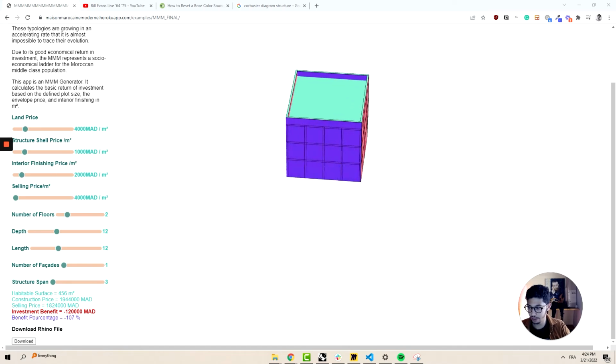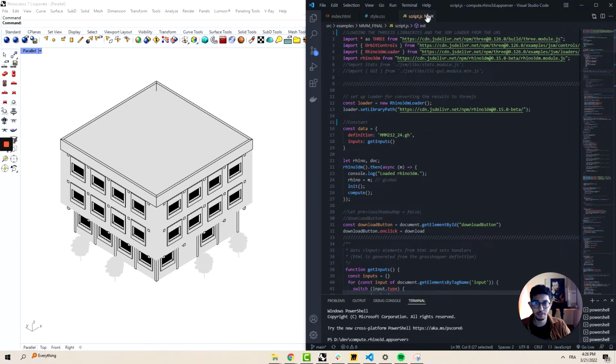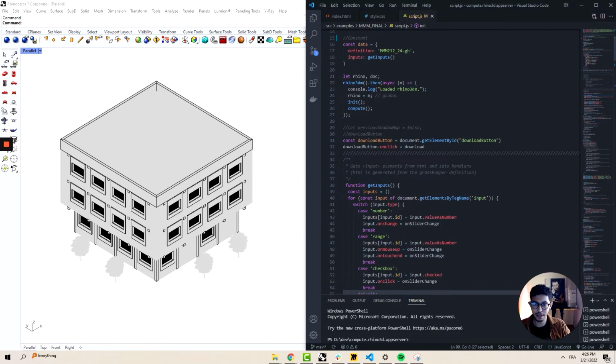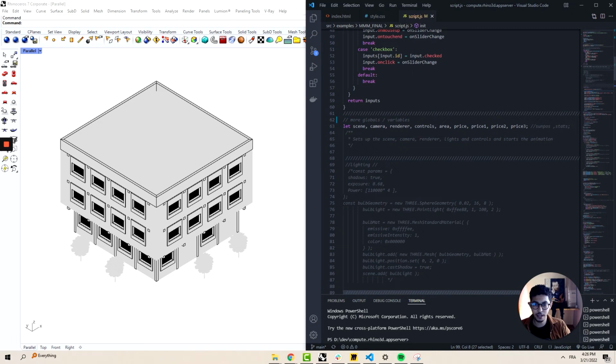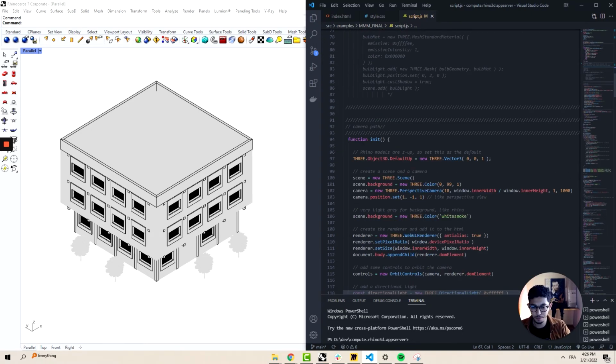So to explain a little bit the script, we started by importing and loading the Three.js libraries and the 3DM loader from the URLs. Then we set up the constants and we defined some variables such as the scene, the camera, the renderer, and also the numerical values that we would grab from Grasshopper.